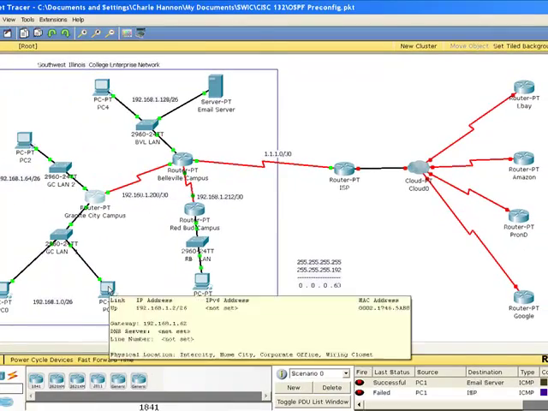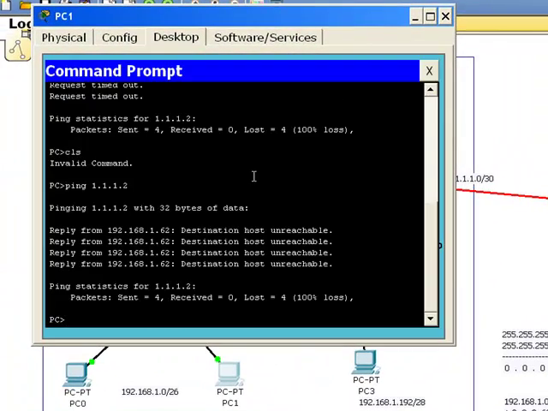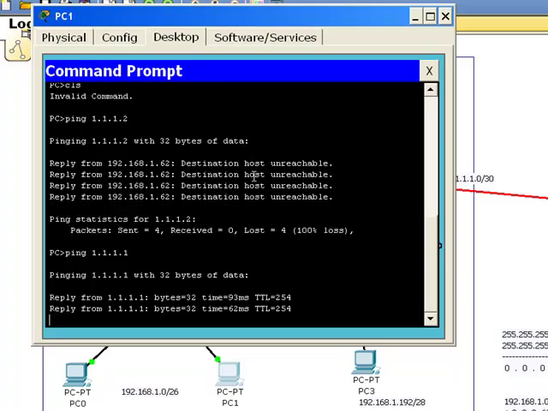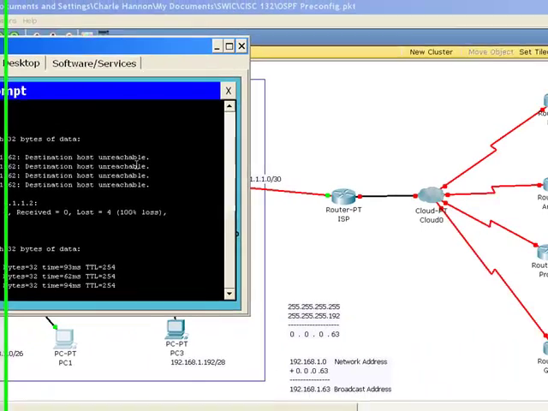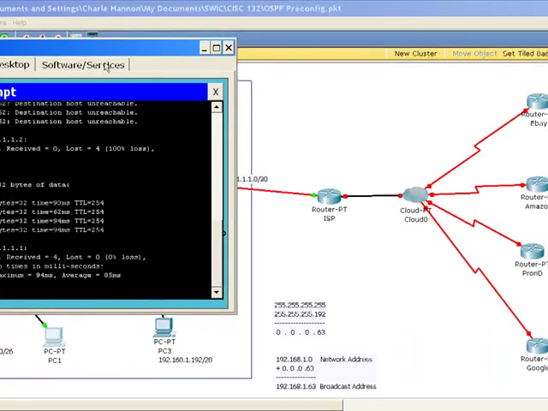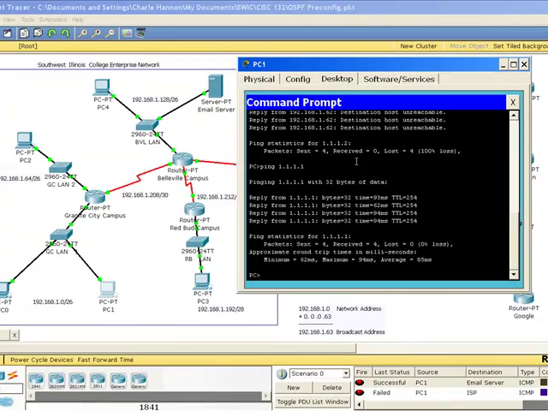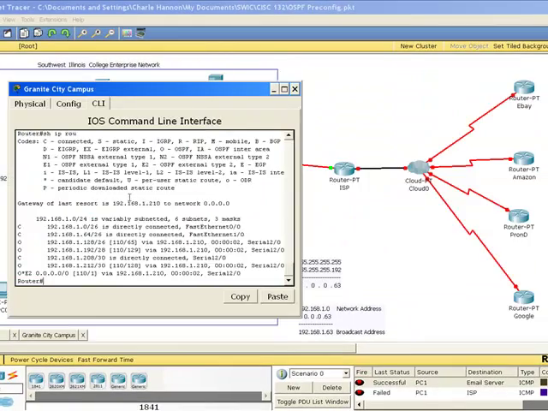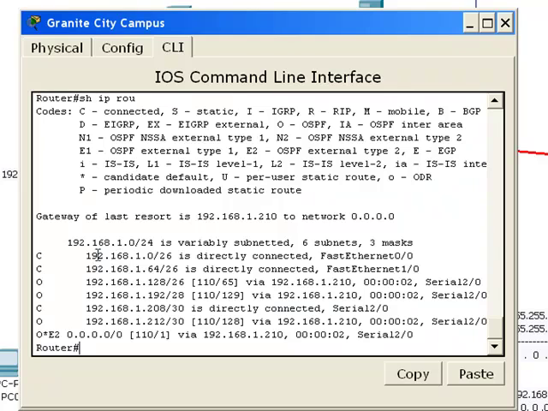So let's try that again. This time, instead of going to .2, I'm going to ping .1, which is on our side of the network. And that's successful. Even though I don't have a specific route here, you see where I don't have a 1.1 network, because of my gateway of last resort, I can reach that.